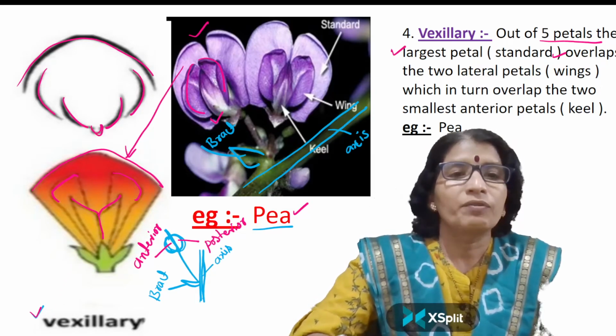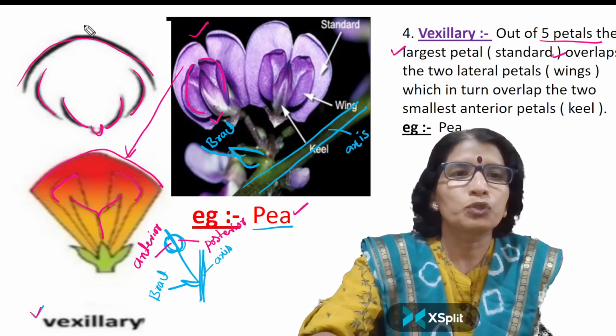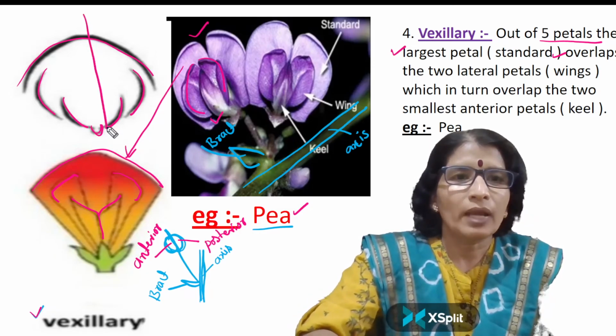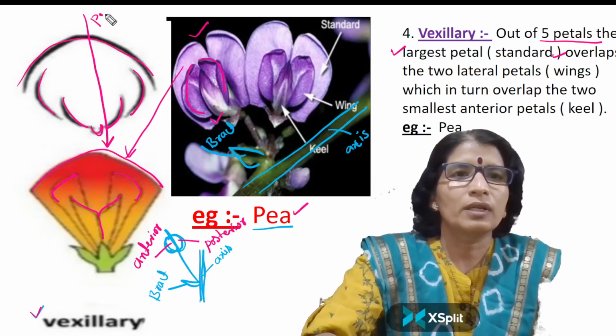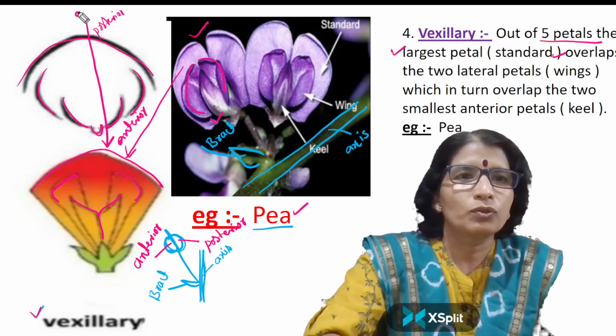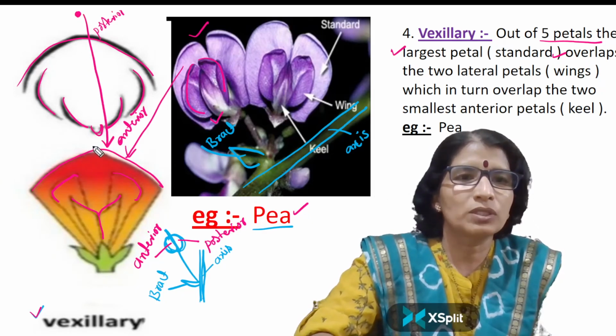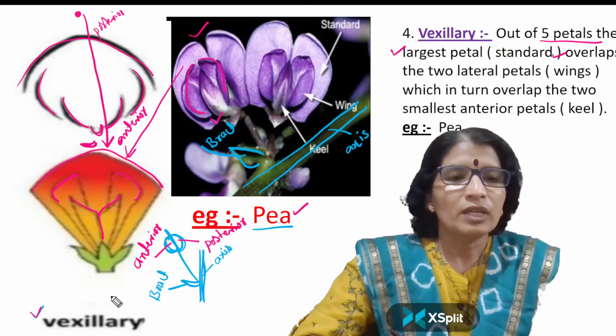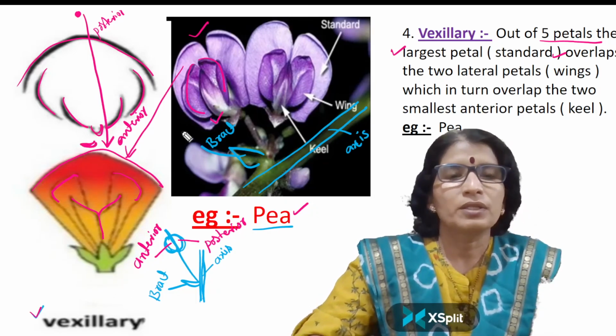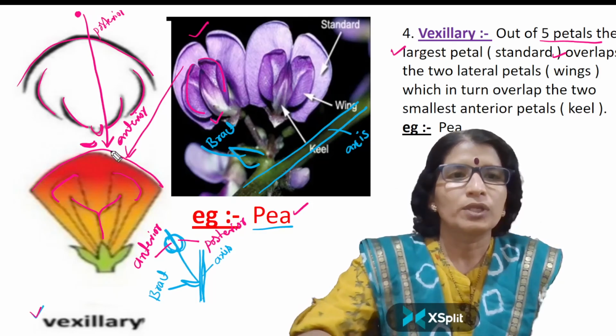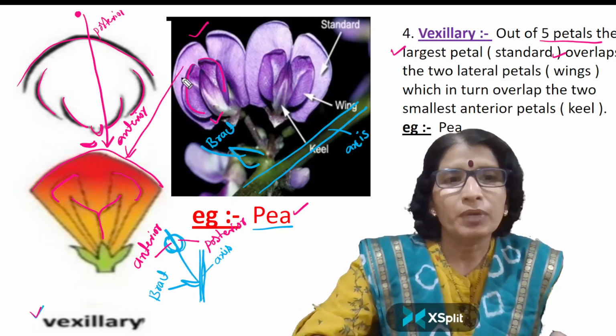In vexillary aestivation, we can see the overlapping is usually from posterior to anterior side. So this is posterior, this is anterior. That means towards this side the axis is present, towards this side the bract is present. In this way, in vexillary aestivation we can see the overlapping is from posterior to anterior. That means in a particular direction.